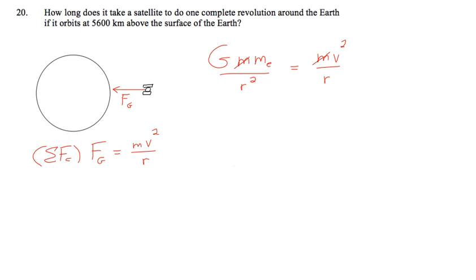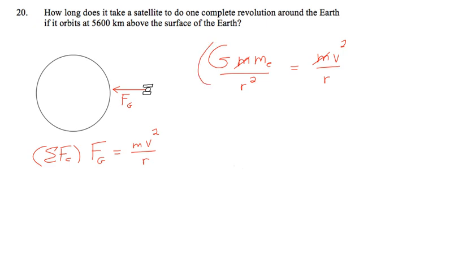So now, the problem says, how long does it take a satellite to do one complete revolution? I'm going to get that answer from getting the v. Because if I know the v, I can figure out the t. Remember, v, omega, and t, linear or tangential velocity, angular velocity, and time, are all related. So if I know one, I know all three. It's just a conversion.